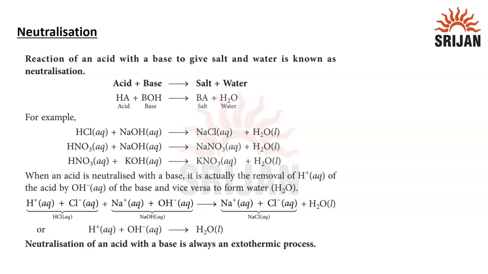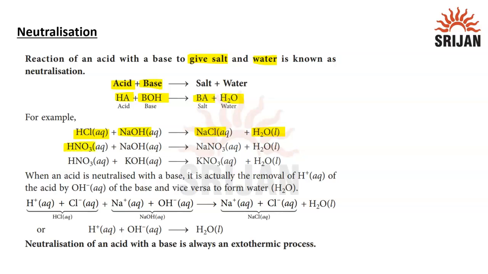Now what do we mean by neutralization? Neutralization is simply the reaction of an acid with a base to give salt and water. Whenever an acid reacts with a base, we get salt and water, and the process is called a neutralization reaction. Here an acid HA reacts with BOH to give the salt BA and water. Let's look at some examples. HCl, a strong acid, reacts with NaOH to give the salt NaCl, sodium chloride, and H2O.